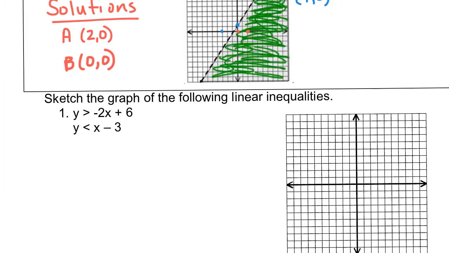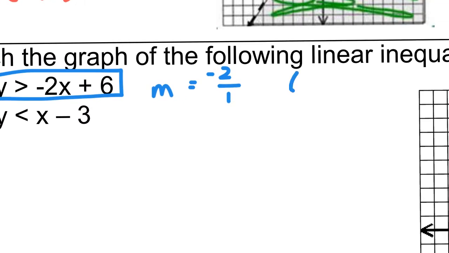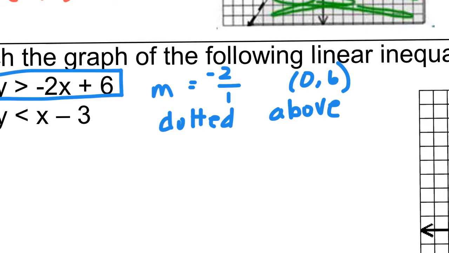Now, we're going to sketch the graph of these linear inequalities. When we have a system, that implies more than one. So first, let's graph the first inequality. It will have a slope of -2, so that would be -2/1, and it will have a y-intercept of (0, 6). Because y is greater than, it's going to be a dotted line, and we're going to shade above the graph. So first, pause the video and graph that line.